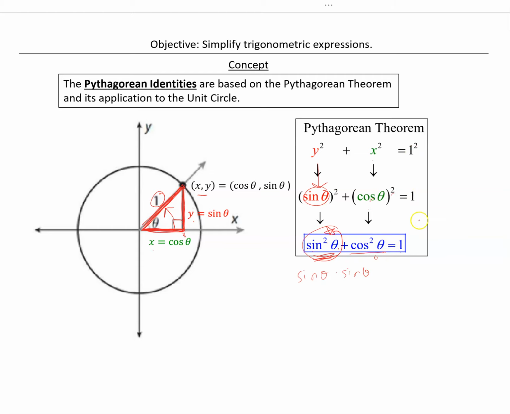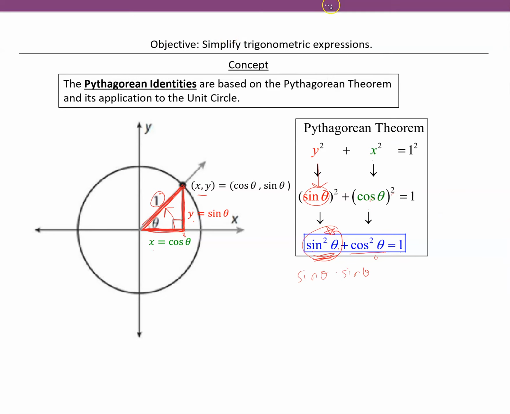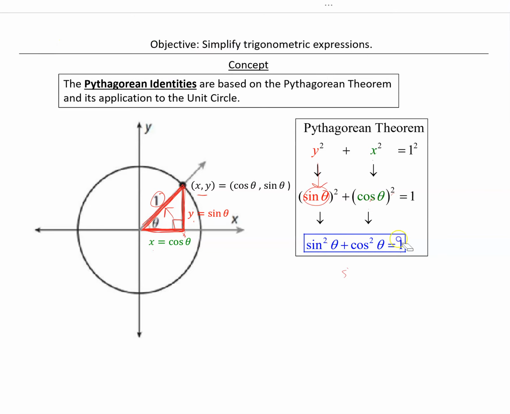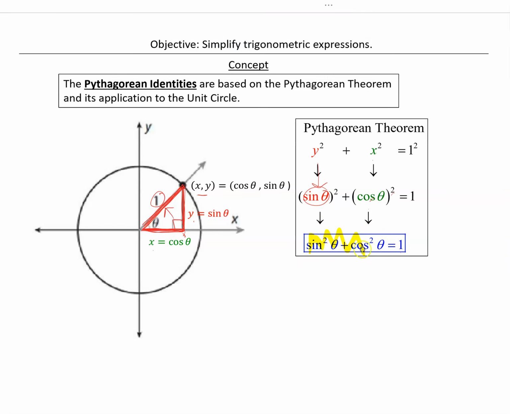So sine squared plus cosine squared equals 1 is what we call a Pythagorean identity. And it is super important. Make sure that you highlight it, star it. It's on the next page too, but this is a biggie.